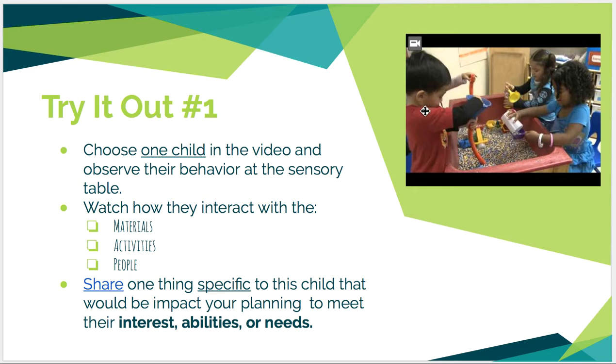Choose one child, the boy, the girl in the back, or the girl in the front, and I want you to watch how they interact with the materials, the activity, or the people around them. You're going to watch all 3 categories. Then you're going to click right here where it says share, and you're going to share one specific thing that your child did that would impact your planning as the teacher. Now, you're going to give one specific thing for materials, activities, and people on the Padlet board.